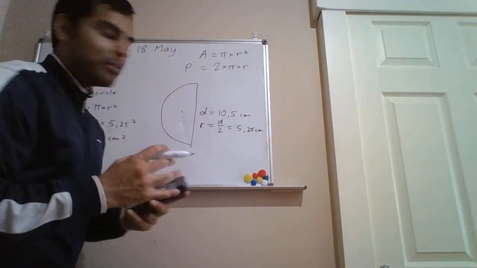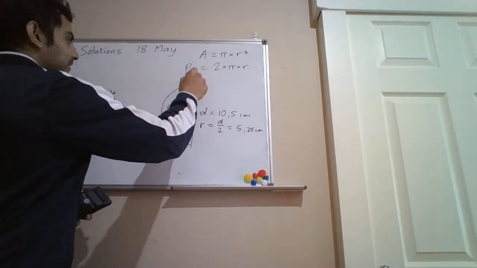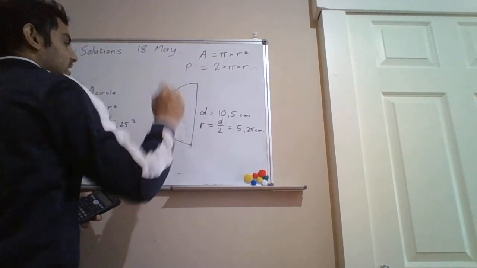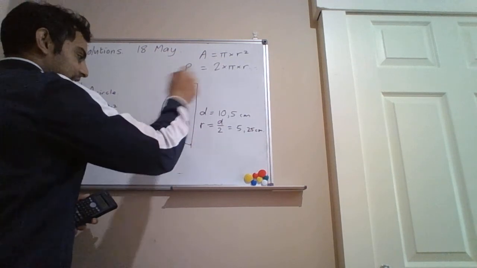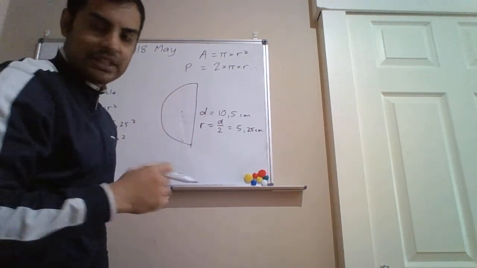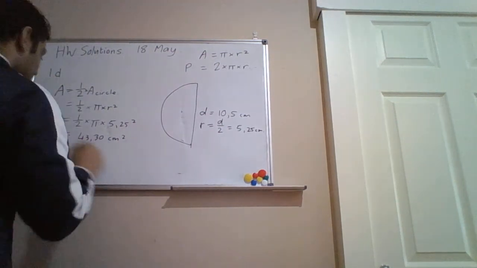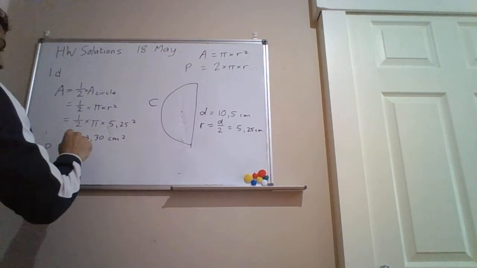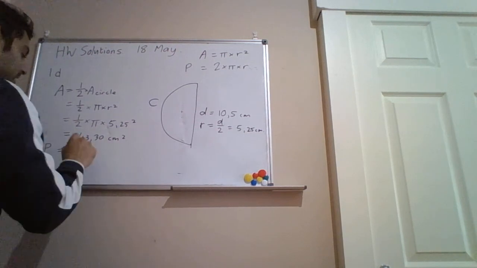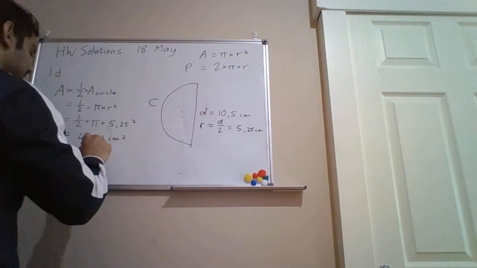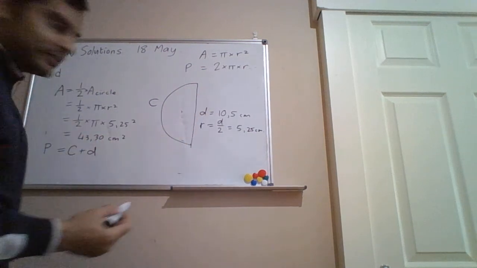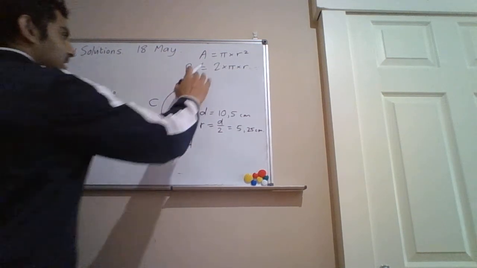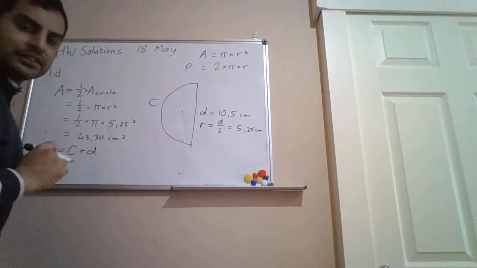Okay, now for the perimeter. The perimeter is the border length. So we have this curve and the straight line. So we can't just calculate the length of the curve, otherwise we have an open side, we have a piece missing. So the perimeter is, and I'm going to call the length of this curve C, the length of C plus the diameter D. What is the value of C? Well, because C is half of a circle, it's going to be half the circumference.